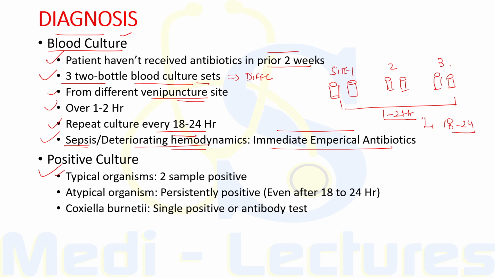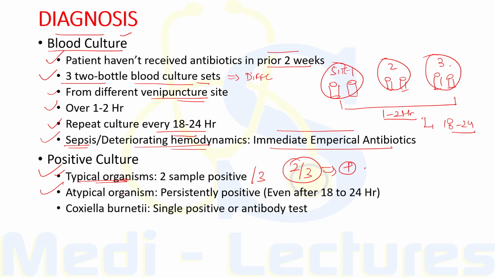Now what is a positive culture result? So for typical organisms like Streptococcus viridans, Staph aureus, Enterococcus, if 2 out of 3 samples are positive, so this is sample 1, sample 2, sample 3, if 2 out of 3 are positive, we consider this as culture positive.